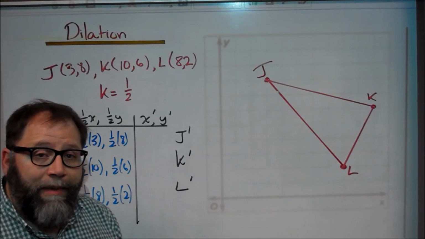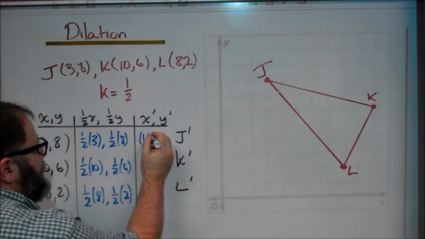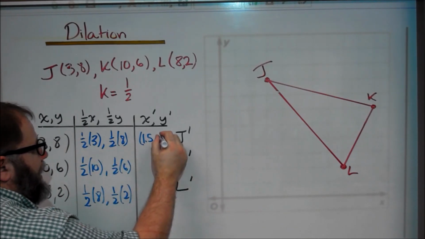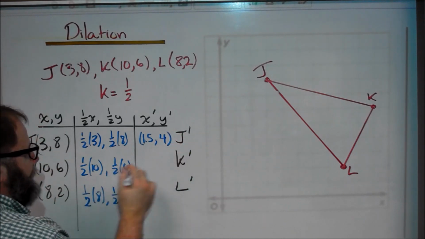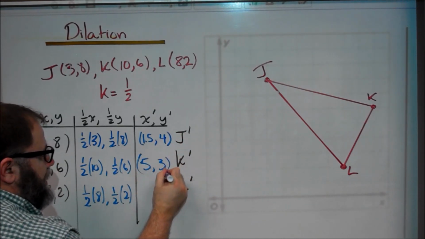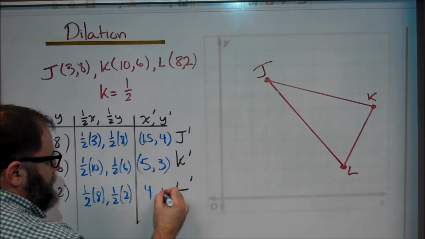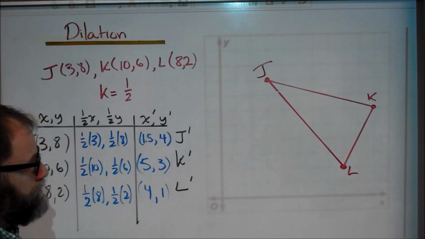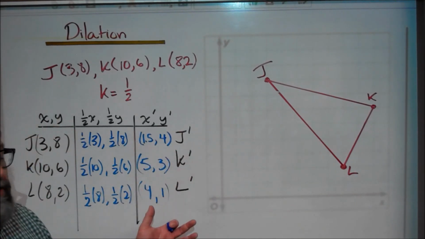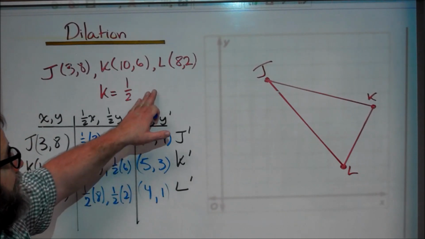Now we just implement the math. So just some simple multiplication. Half of 3, let's go with 1.5. Half of 8 is 4. Half of 10 is 5. Half of 6 is 3. Half of 8 is 4. Half of 2 is 1. All right, so now we've got the ordered pairs here. We've got our primes for our reduction that we've done on this image.